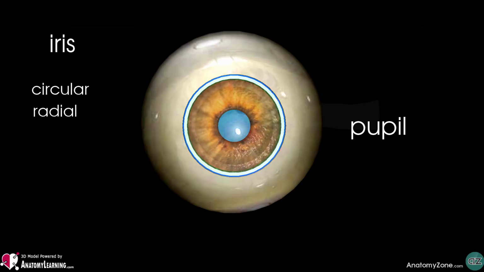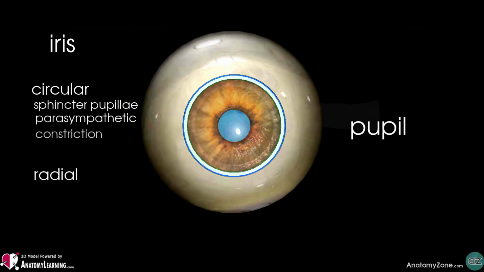The circular fibers make up the sphincter pupillae muscle, which is innervated by the parasympathetic nervous system. Activation of this system causes constriction of the pupil, which thereby limits the amount of light that can enter the eye. The radial fibers, on the other hand, make up the dilator pupillae muscle, which is innervated by the sympathetic nervous system and causes dilatation of the pupil, thereby increasing the amount of light that can enter the eye.